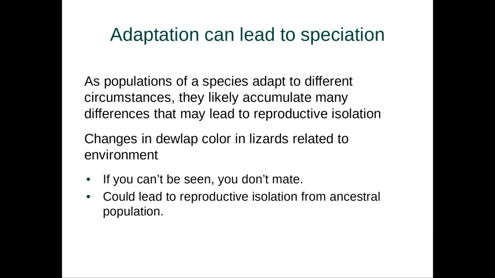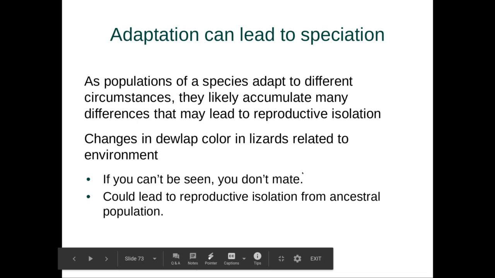Adaptation itself can also lead to speciation. Adaptation just means that you're adapting to your environment, right? Your environment has this condition, you are adapting to it, so you're better able to survive. You have higher ecological fitness in that environment. So as populations of a species adapt to different circumstances, they likely accumulate many differences that may potentially lead to reproductive isolation. As we discussed with the foxes earlier in this lecture, trying to domesticate a fox based upon its behavior also led to other changes.